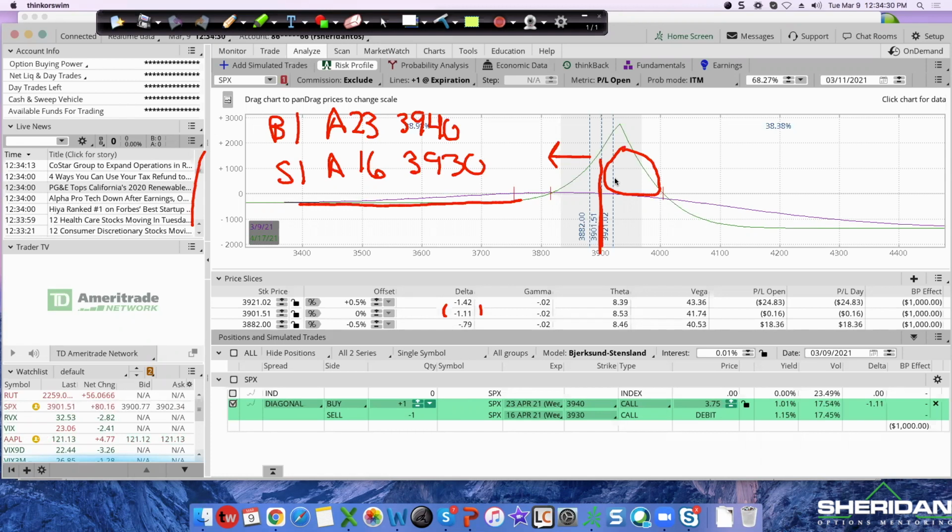On RUT, they now have Monday and Wednesday options. Do you recommend them? They're fine as long as you're in a liquid vehicle. I don't have a problem trading Monday or Wednesday options if you're in a liquid vehicle. And RUT is a pretty liquid vehicle.